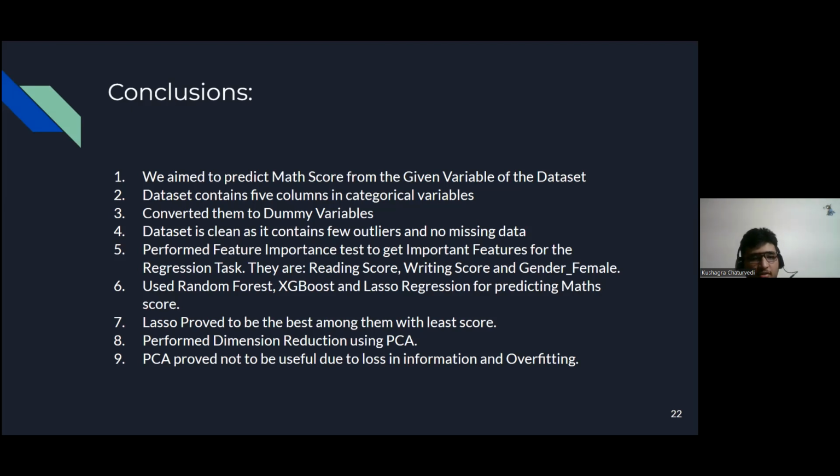We used random forest, XGBoost, and lasso regression for predicting the model, and the lasso proved to be the best among those models, again due to the concept that it captures linear relationships. We also performed dimension reduction here, but it proved to be quite unsatisfactory. So we can attribute it to the loss in information and overfitting nature of the models here.